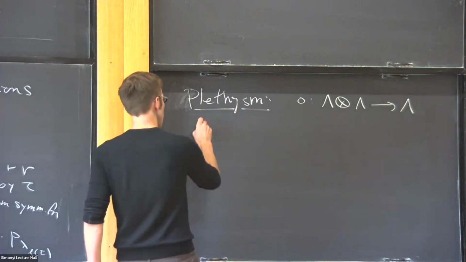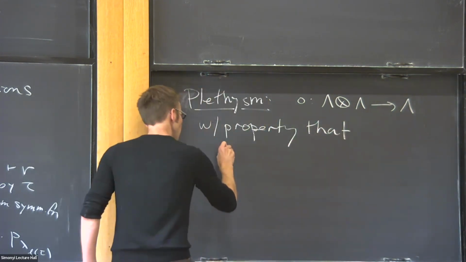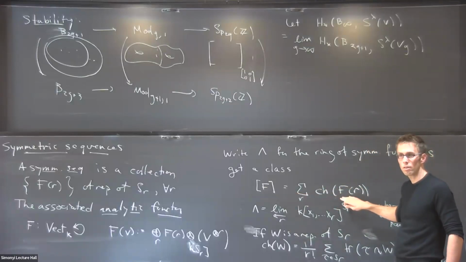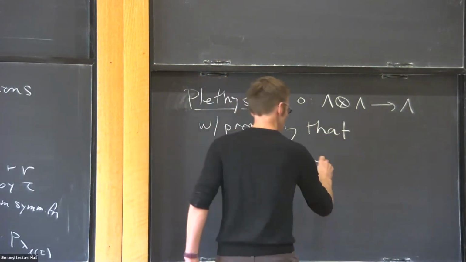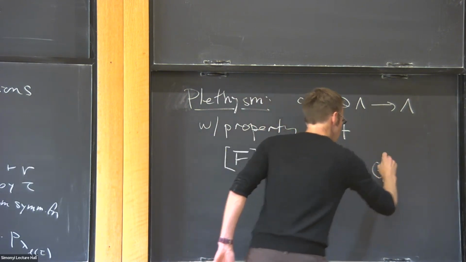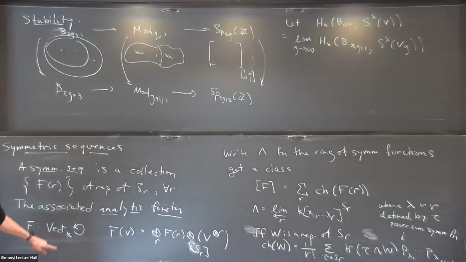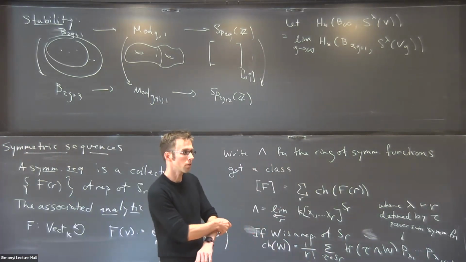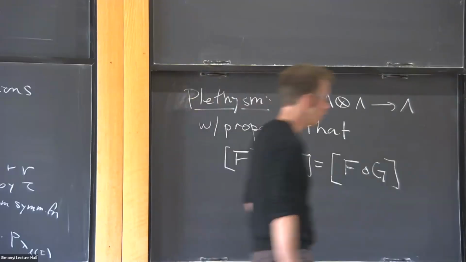So plethysm is an operation, a circle, from lambda tensor lambda to lambda. And it has the property that if I take an analytic functor and look at its image in the symmetric functions, the plethysm of that with another one is computed as the class of the composite of the two analytic functors. The analytic functors are endofunctors of the category of vector spaces, so I can compose them. There's a binary operation on endofunctors, and there is a corresponding binary operation on the ring of symmetric functions that implements that. I do not want to try to write it down.